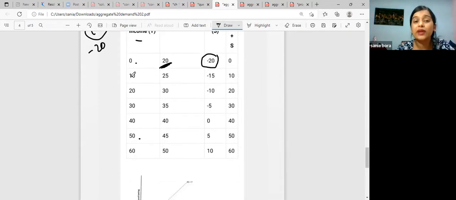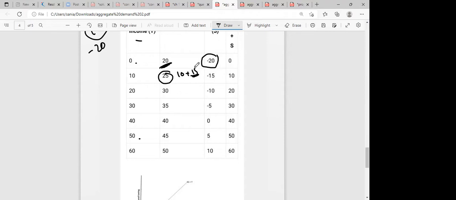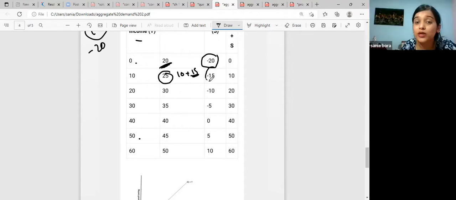Okay, now next is 10. Now you started earning, so your income is 10 rupees. But your consumption is 25 rupees. So 10 rupees you already had, but how much extra money do you need in order to make it 25? 10 you have from your income, but you are consuming 25. So how much extra do you want? 15. Yes, 15. But from where will you get this 15? From your savings. So it's again minus 15.